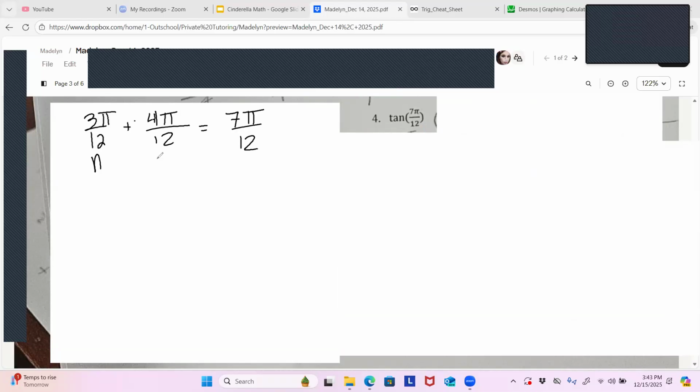So we're going to let this be our A, this be our B. They could be switched, right? Because adding, you could switch. It's fine. Reduce. So 3/12 is a fourth, or pi over 4. That's going to be our real A. Reduce 4/12 is pi over 3. That's going to be our real B, and we're adding.